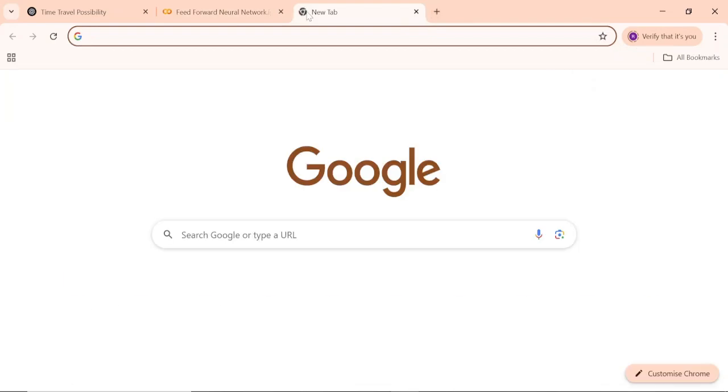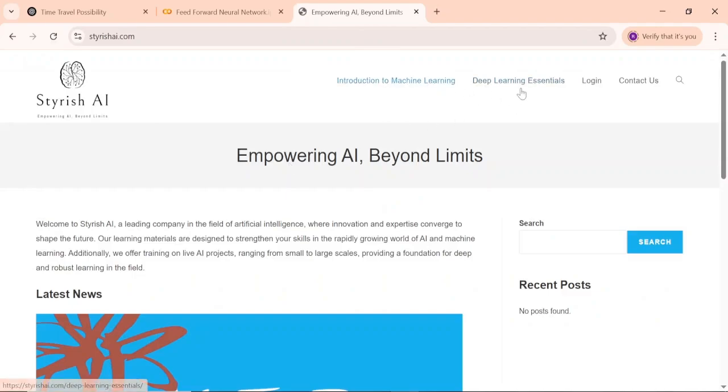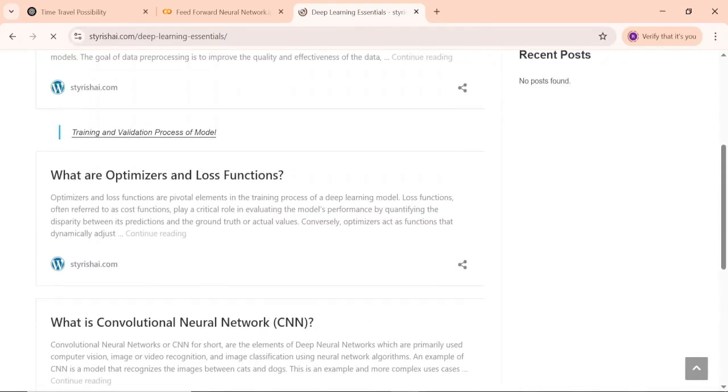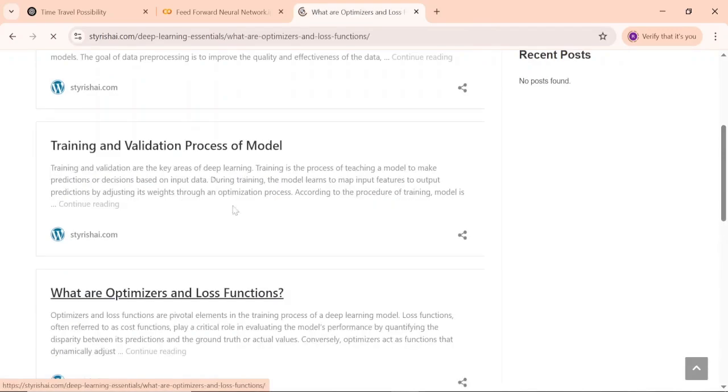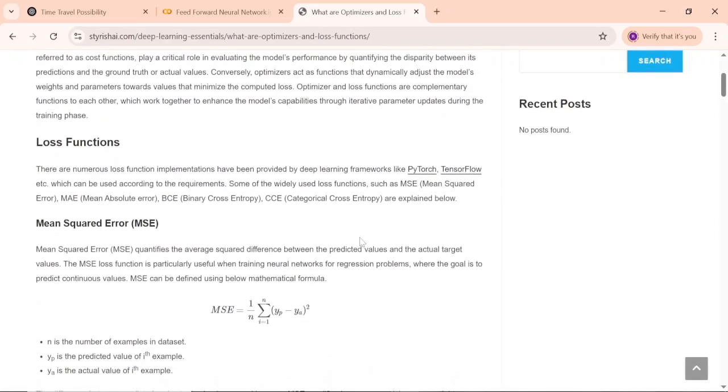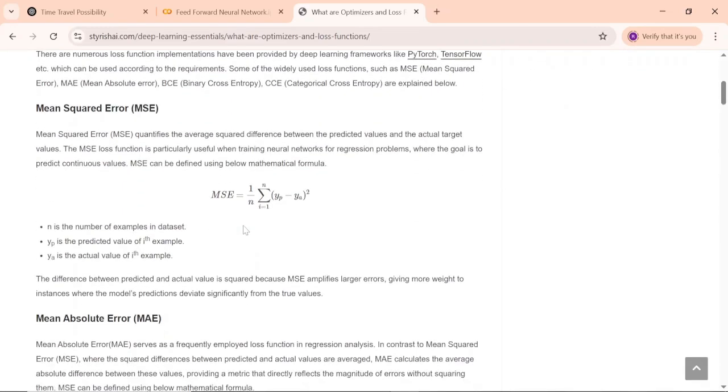If you want to understand, you can simply go to my other website, styrisci.com. Here I had explained these loss functions. There are different types of loss functions. Go through this page on optimizers and loss functions, and you will get a decent idea of what they are. For example, mean squared error, where you calculate the average of the square of all the errors. We take the predicted value and actual value, calculate the difference, square it, and calculate the average for all the data points.